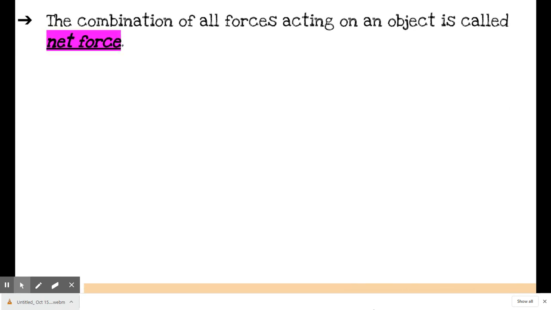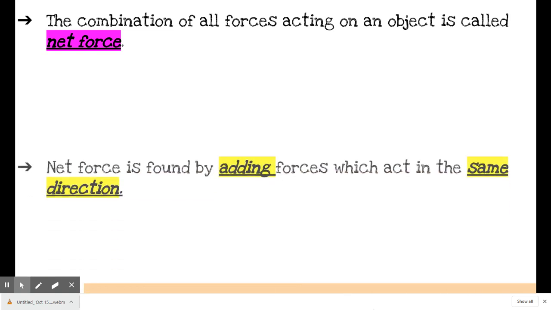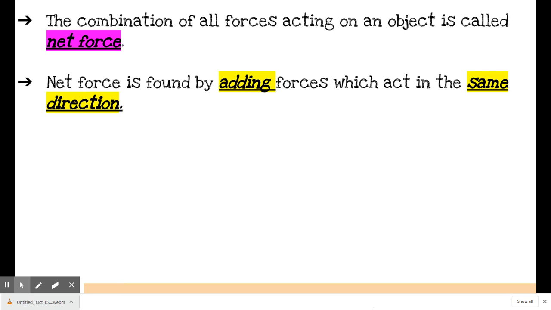So the combination of all the forces that are acting on an object is called the net force. So you can picture a net going all around something. It's a combination, all of the forces around it. That's the net force. Okay, and forces act in pairs.